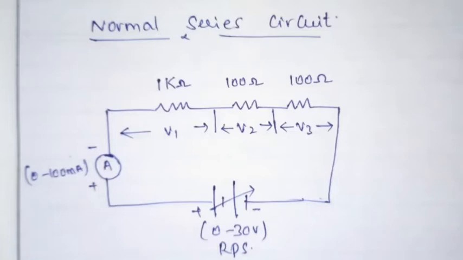So to do this experiment we have a circuit diagram here. Coming to the connection of the circuit diagram, the RPS positive is connected to the ammeter positive, the ammeter negative is connected to the series circuit, and the series circuit is again connected back to the negative of the RPS.